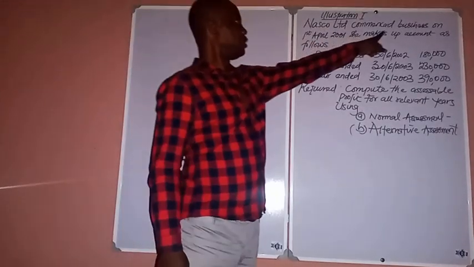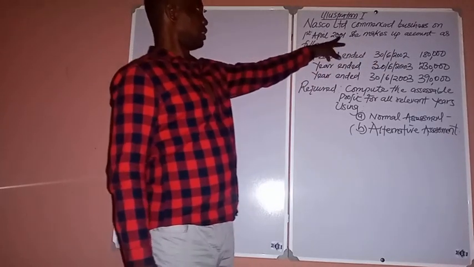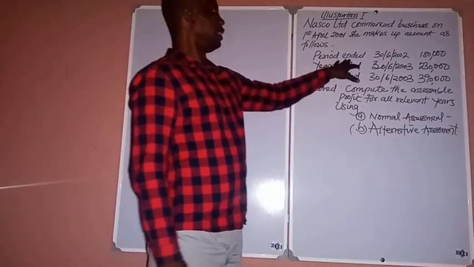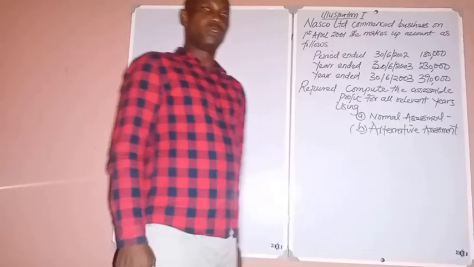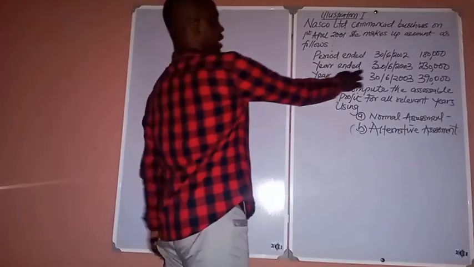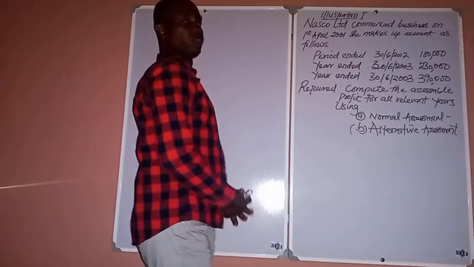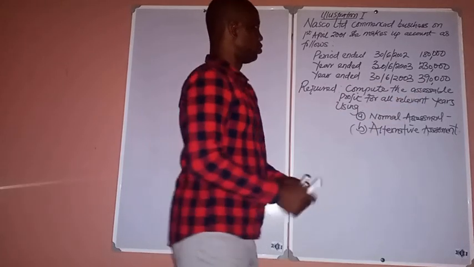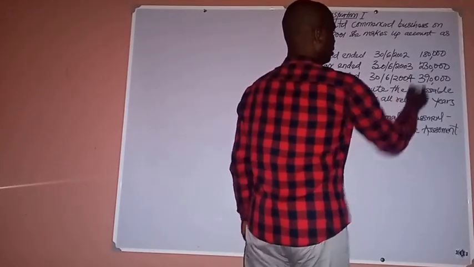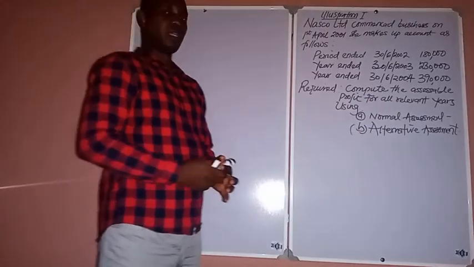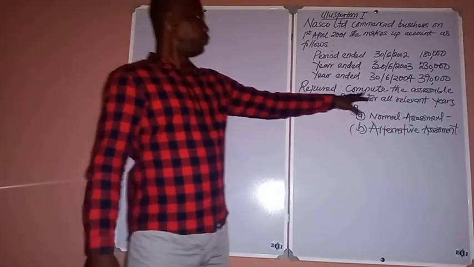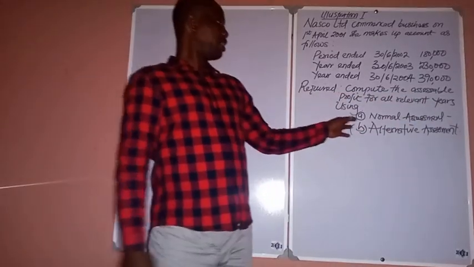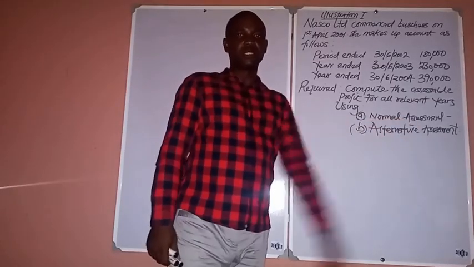NASCO Limited commenced business on 1st April 2001. She makes up her account as follows. Period ended 30th June 2002. Year ended 30th June 2003, we have 230,000. The year ended 30th June 2003, this should be 2004, 390,000. Now the question says we are required to compute the assessable profit for all relevant years using the normal basis of assessment and the alternative basis of assessment.